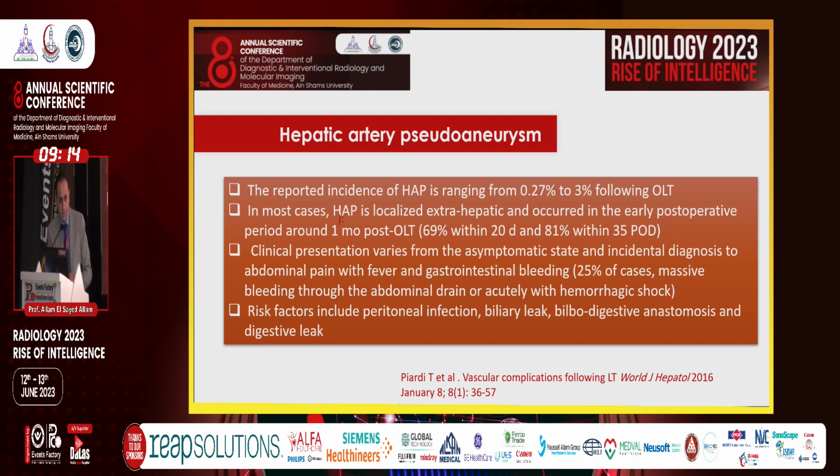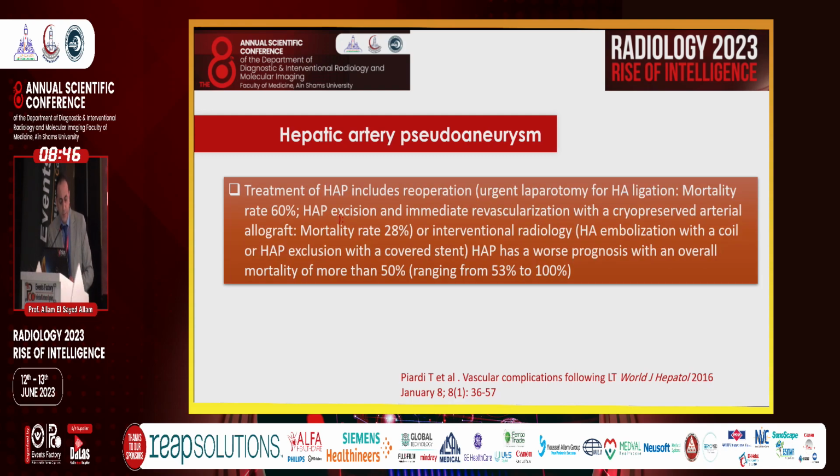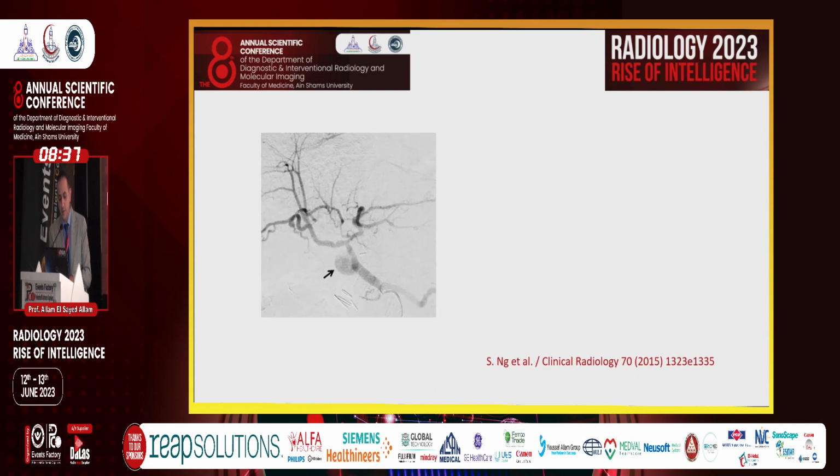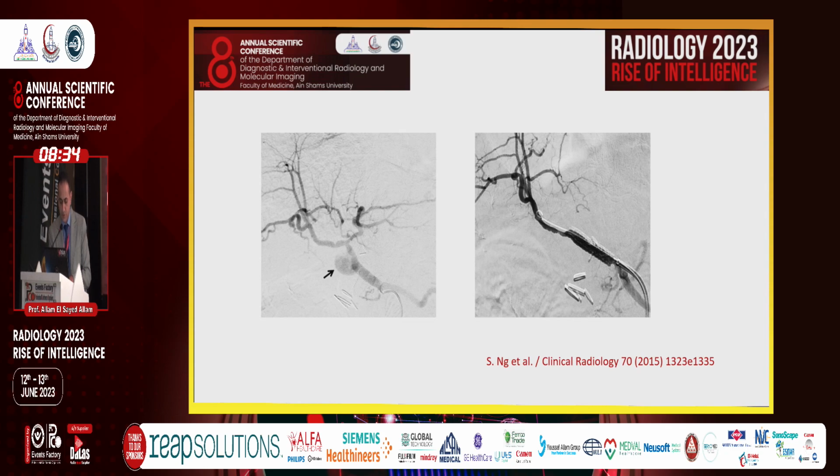Hepatic artery pseudoaneurysm is very rare, but it can represent about 30% of the hepatic artery complications we have. Mostly it occurs in the extrahepatic portion of the hepatic artery. It can be asymptomatic, but in late cases can lead to a catastrophic event like the case I presented earlier. The risk factors can be a biliary leak, peritoneal infections, or other factors. The treatment can be by surgery or by interventional radiology, where we put a bypass stent, or we can use a coil for treatment of this condition.